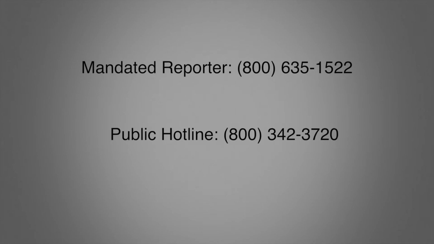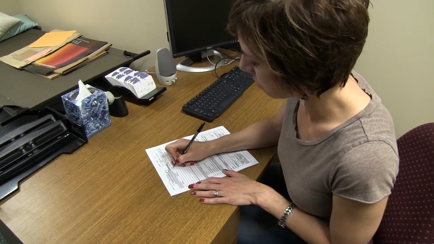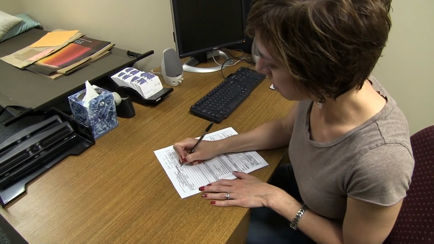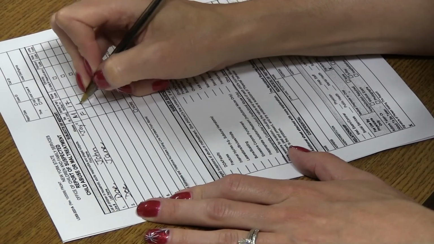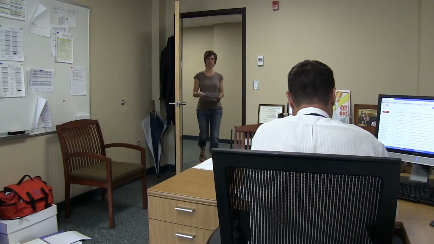The telephone numbers are Mandated Reporter 800-635-1522, Public Hotline 800-342-3720. Before making a call to the hotline, you should use the Mandated Reporter form to help you organize the information you have. The completed form must be sent to the Central Register within 24 hours of making the call.